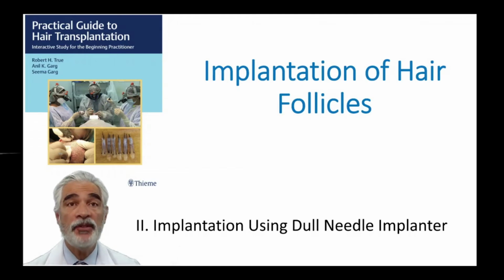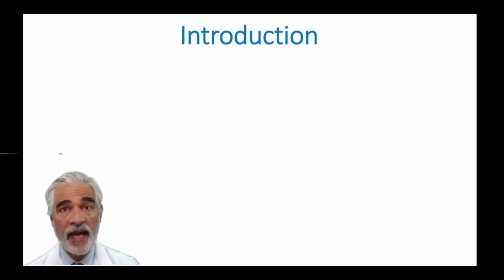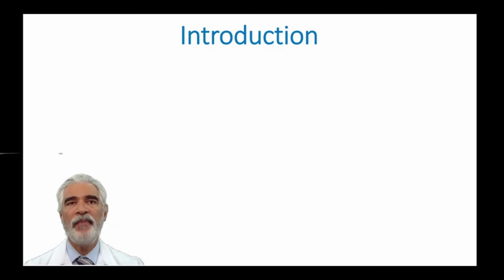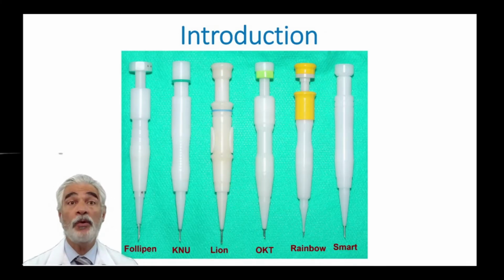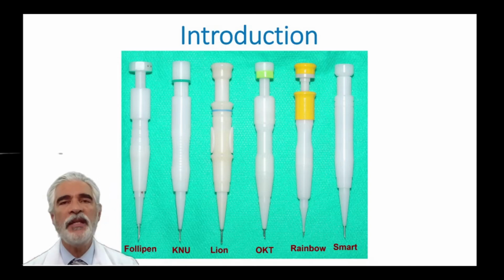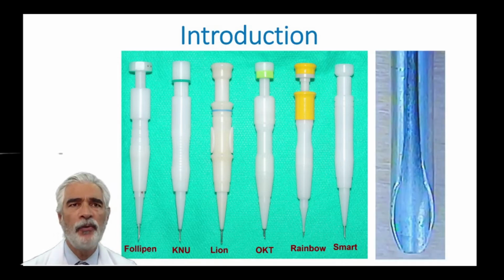Chapter: Implantation of Hair Follicle. Part 2, Implantation using Dull Needle Implanter. The placement of hair grafts into pre-made sites can be done with many different kinds of implanters. I will talk about the use of the traditional Korean implanter with the modified dull needles.